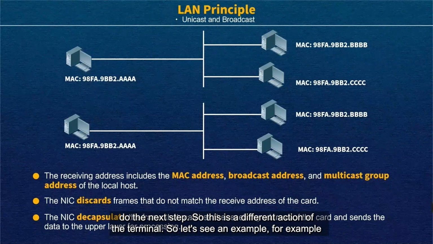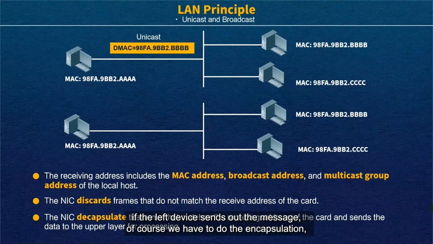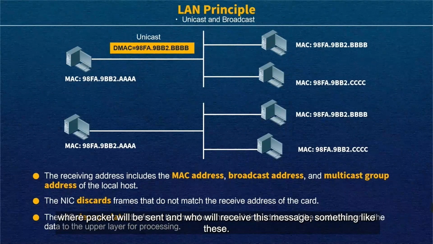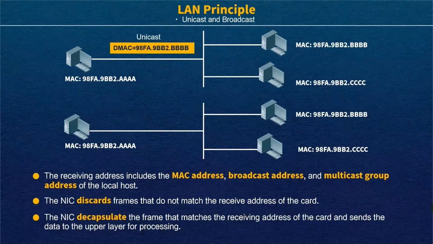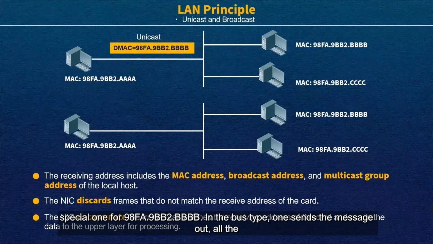So let's see the example. For example, if the left device sends out a message, of course we have to do the encapsulation, right? To add the source MAC address and the destination MAC address, to tell all the devices where the packets will be sent and who can receive this message. And this destination MAC address is a unicast MAC address, right? Because the MAC address is a special one for the last BBB.